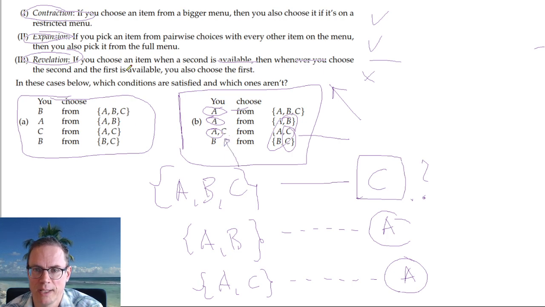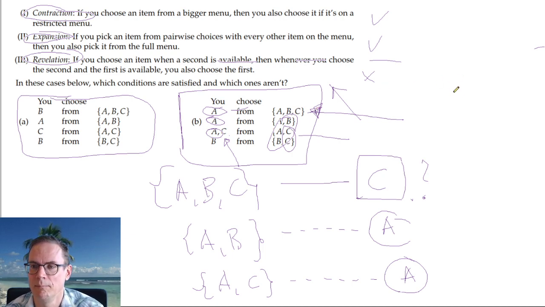That means that you pick an item when a second is available. You pick C and A is available. Then whenever you choose A and C is available, you should also choose C, but you don't in the first line. If you choose C when A is available, then whenever you choose A and C is available, you should choose C. But you don't do that because you don't pick C in the first line.